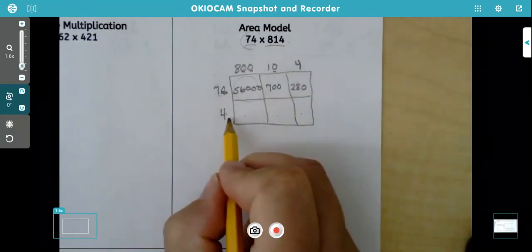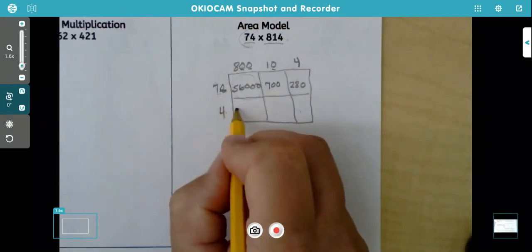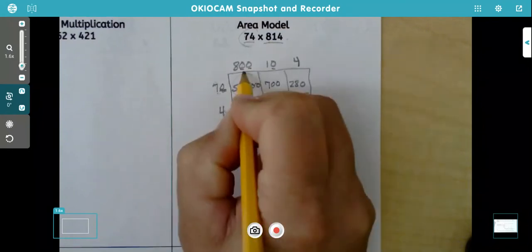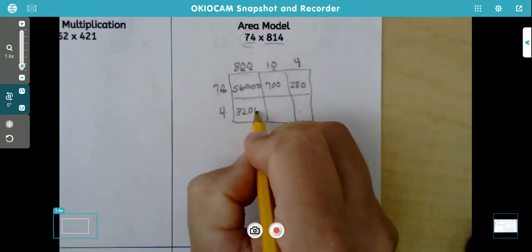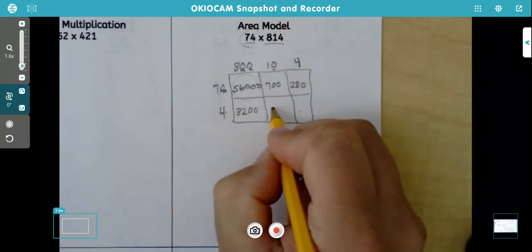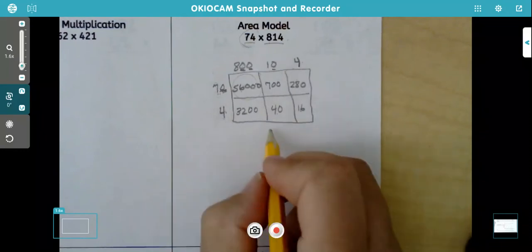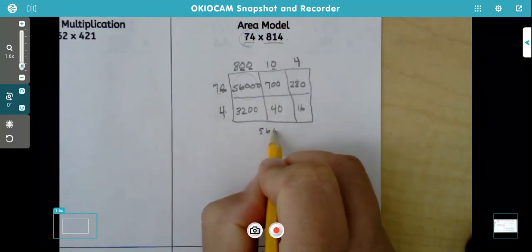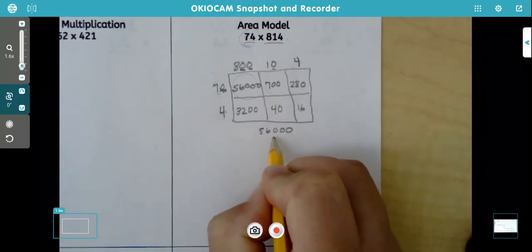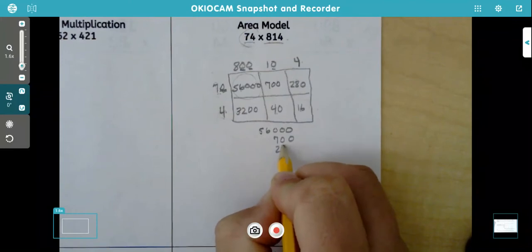And then I go to the next row. 4 times 800, 4 times 8, 32, followed by 1, 2 zeros. 4 times 10 I know is 40, and 4 times 4 I know is 16. Then I add all these numbers together. This sum will be the product of 74 times 814.